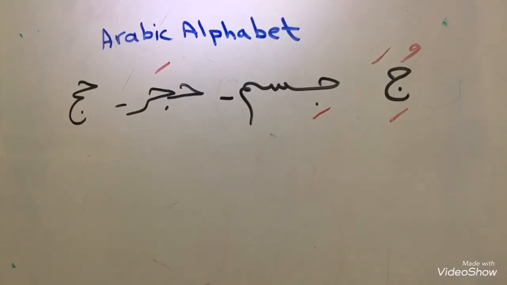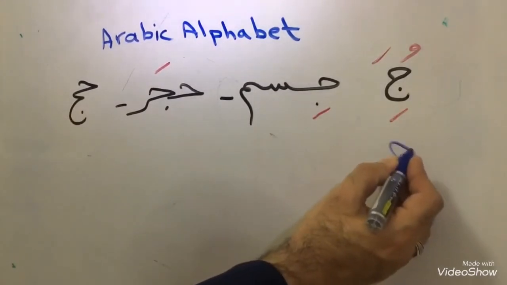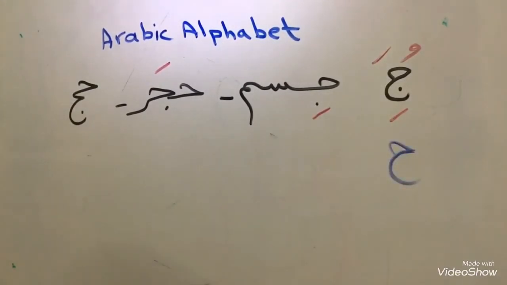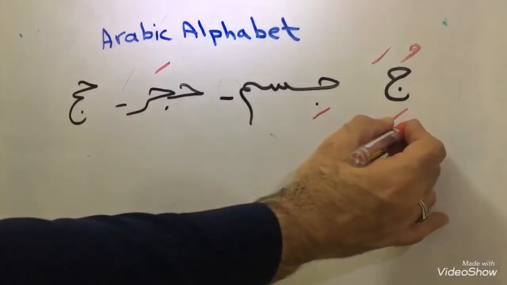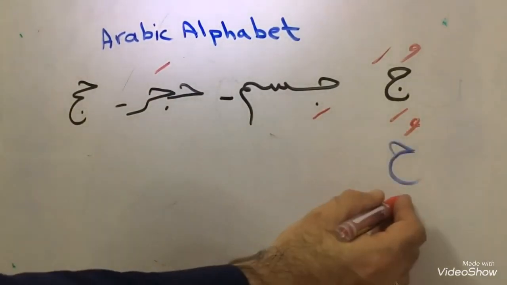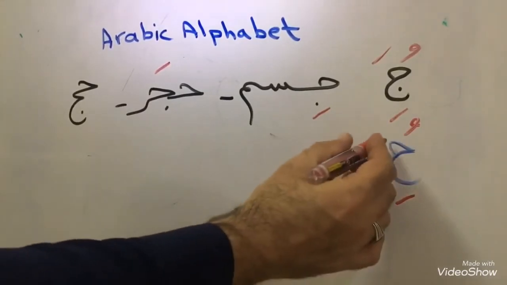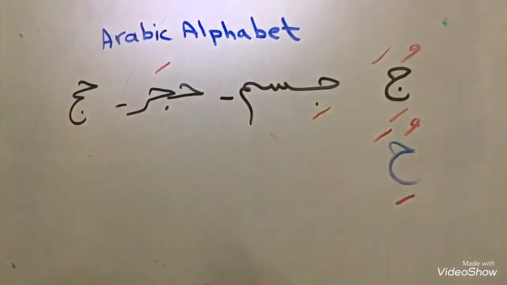The next letter is Ha. With Dhamma it is Hu. With Kasra it is Hi. With Fatha it is Ha. Ha is a difficult letter to pronounce. It is different from the other Ha.